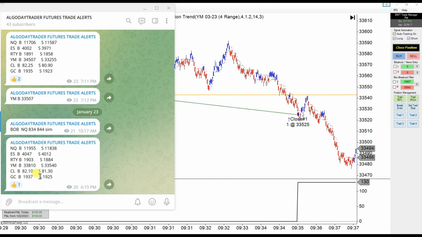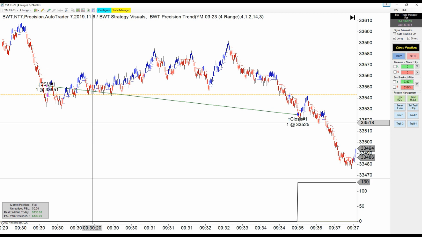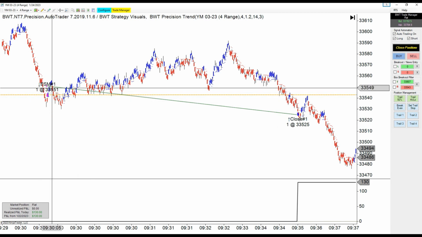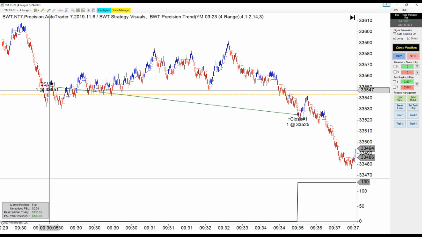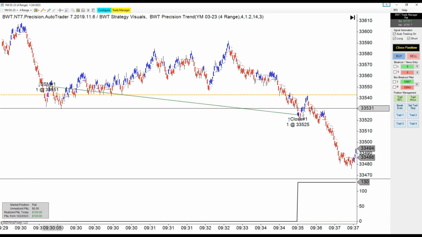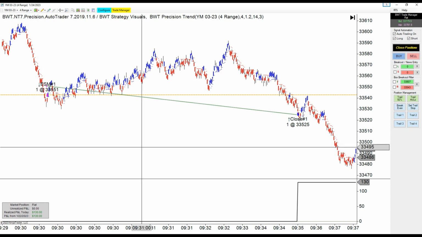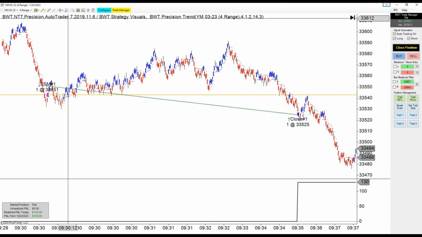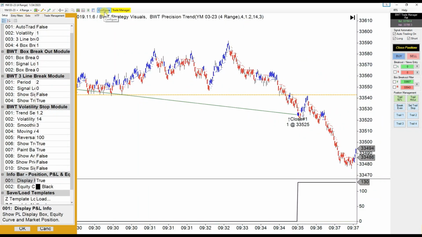The YM was a trigger short at 33,540. So I got a bit lucky on this fill. Price kind of came down and jumped back up very quickly. The AutoTrader takes only limit orders, so it's the price or better, and I got filled on the better. It really would not matter at the end because price went a lot lower, but it did hit my target with a bit of positive slippage. And once again, a live account.